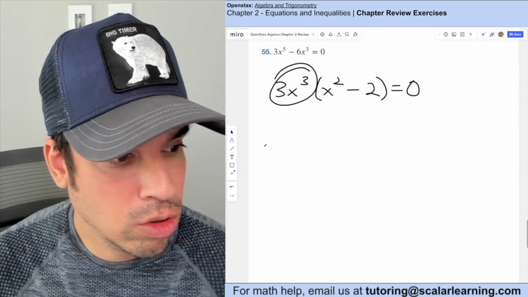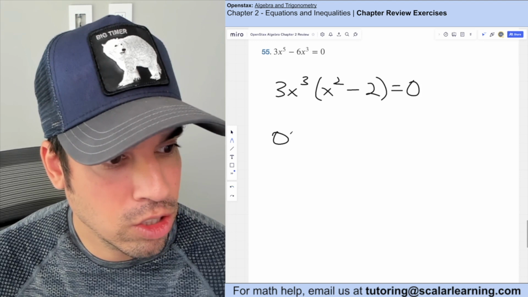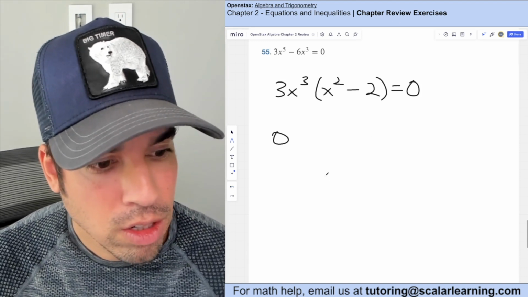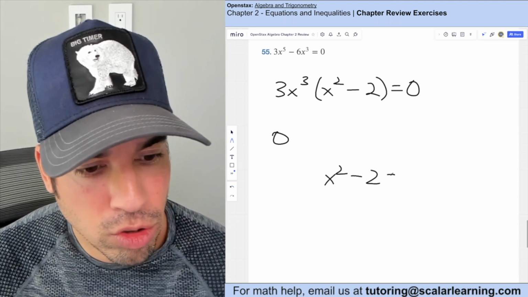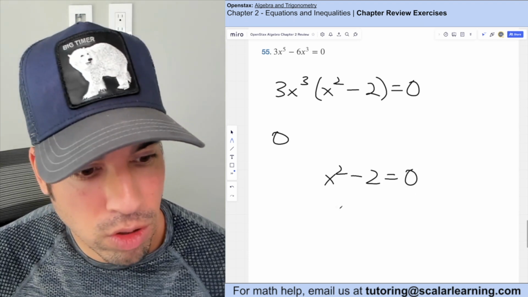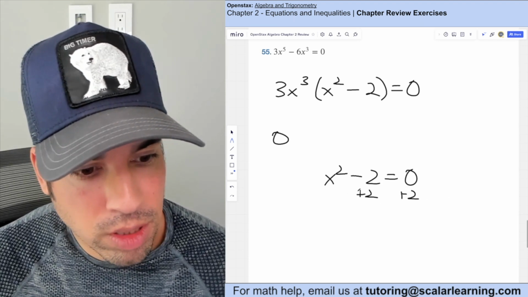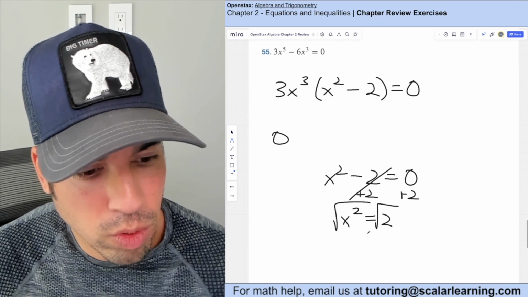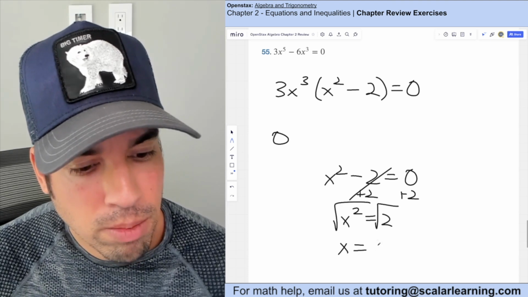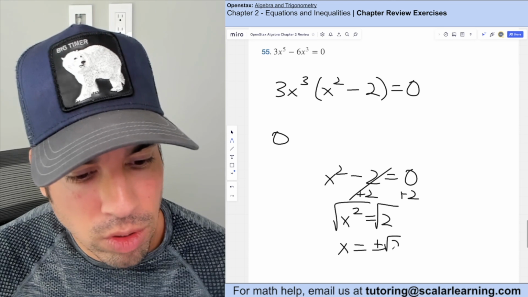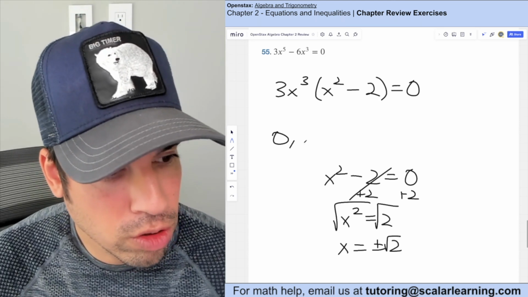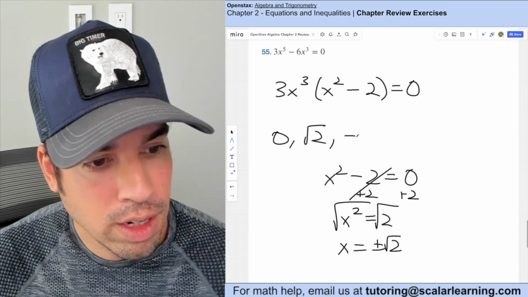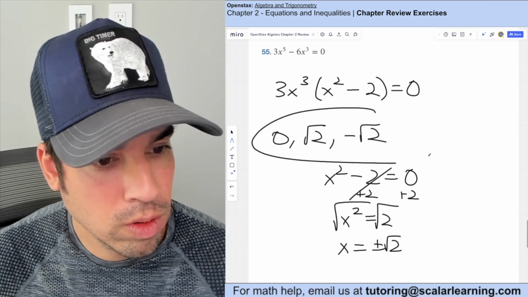First, what's going to zero this piece out? That's going to just be 0. Then I got to figure out what this is. So when is x squared minus 2 going to zero out or equal 0? I'm going to add 2 to both sides, and we get x squared equals 2. Then I'm going to take the square root, and I get x equals plus or minus radical 2. So my solutions are 0, rad 2, negative rad 2, done.